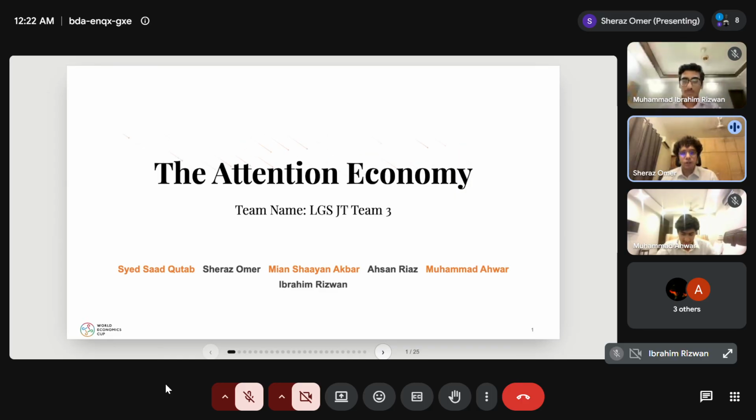This is Team 3's analysis of the attention economy, using Meta as the case study. In 1971, Herbert Simon observed that in an information-rich environment, attention becomes a scarce resource that information competes for. This framing underlies the analysis as follows.